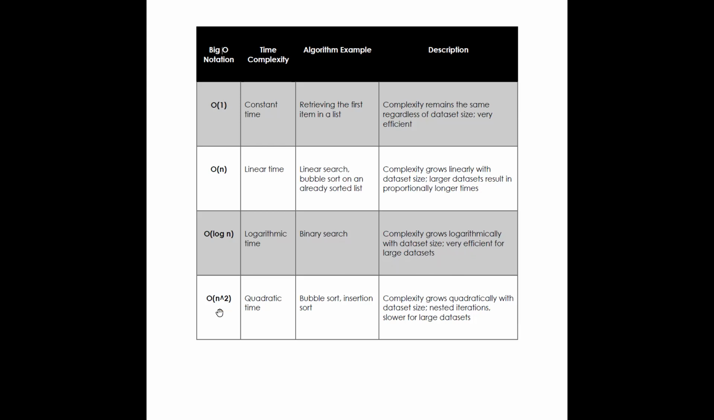O of n square, quadratic time complexity. The algorithm's complexity grows quadratically with the dataset size, often involving nested iterations. Let's take bubble sort as an example. If the list size doubles, the sorting time will approximately quadruple.